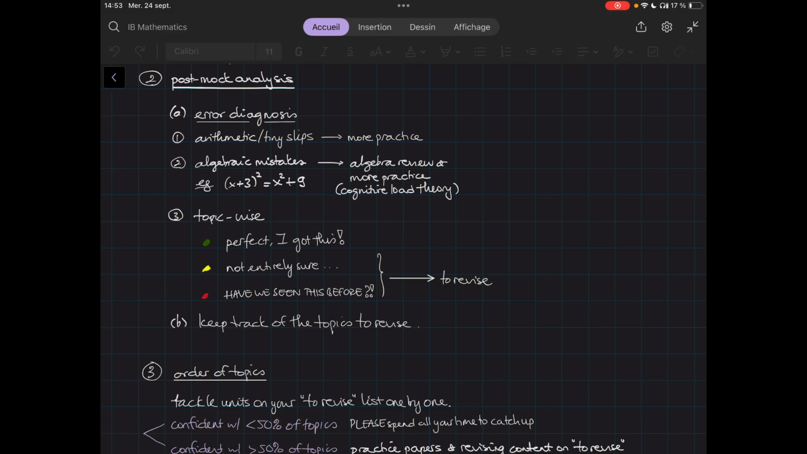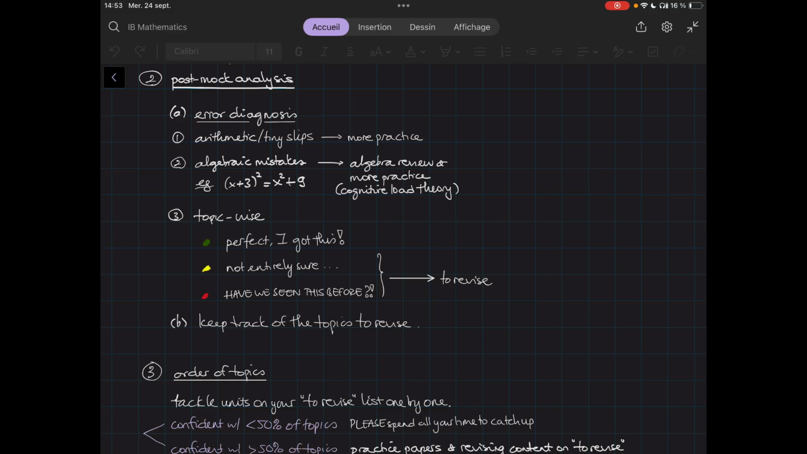And based on the mark you obtain on the questions, you will categorize the topics into red, amber, or green. Green means perfect, I got this, I nailed this, this is trivial. Amber: I'm not entirely sure how I would go about this, but I had to go with it. I give it a go. I had to snap at it, and this is what we have. Red: have we ever seen this before? What is this?